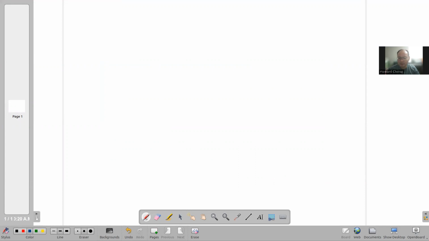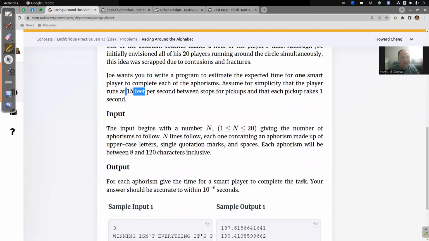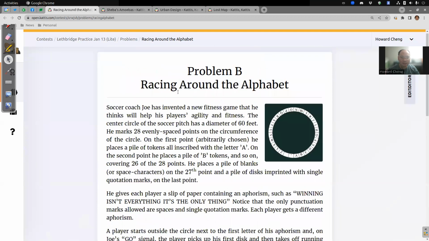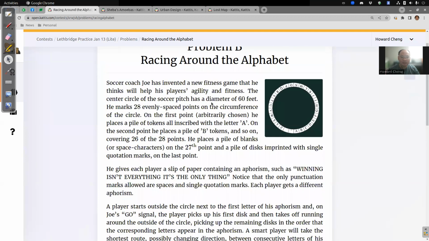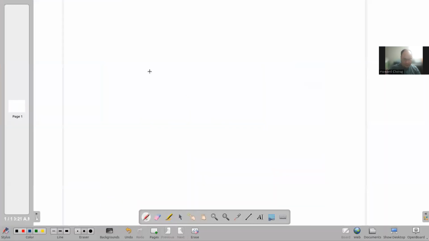Hang on, let me just see what is the size of the circle. The circle is, what is it? Diameter of 60 feet. Okay. So diameter 60 feet, so you have a circle, and the diameter is 60 feet. So what is the circumference? Why do you need to know the circumference? Because that's where you run, so you need to know how long it is. Circumference is 60 times pi.